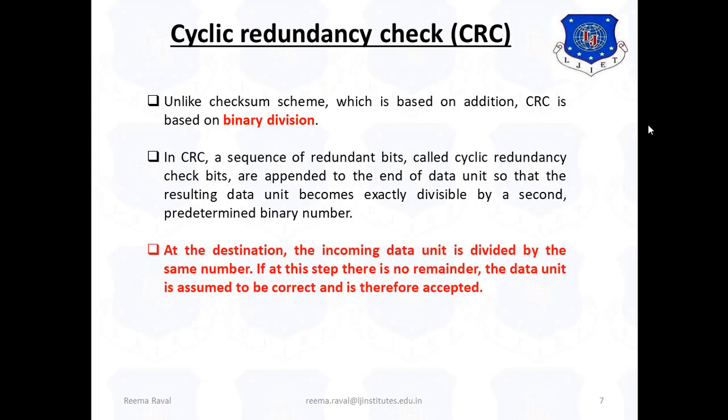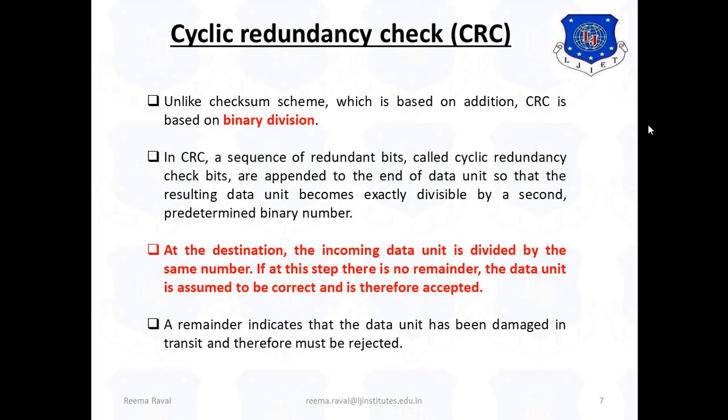At the destination, the incoming data unit is divided by the same number. If at this step there is no remainder, the data unit is assumed to be correct and is therefore accepted. Okay, so this is the logic for the cyclic redundancy check method. Let us see the example for this. One more thing: if there is a remainder, that remainder indicates that the data unit has been damaged in transit and therefore must be rejected.